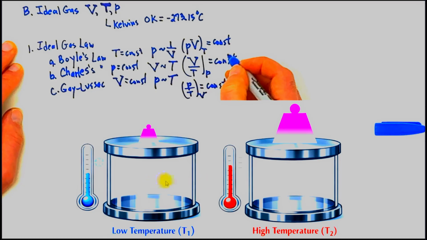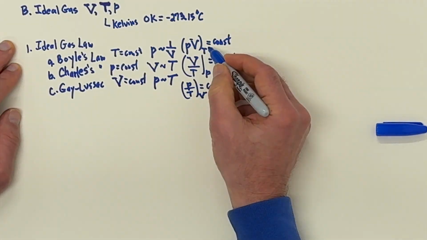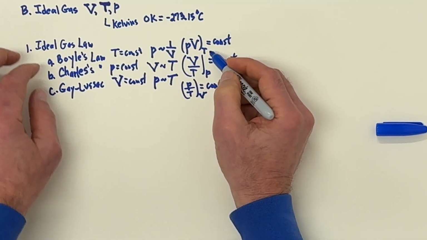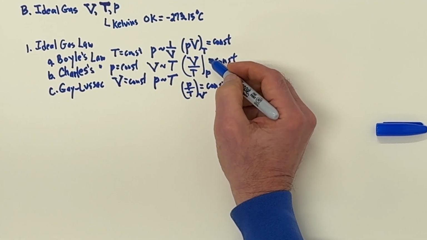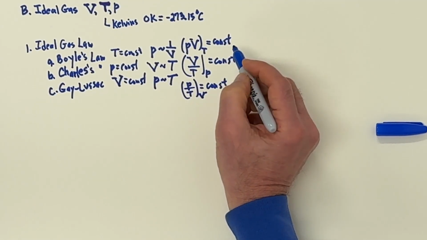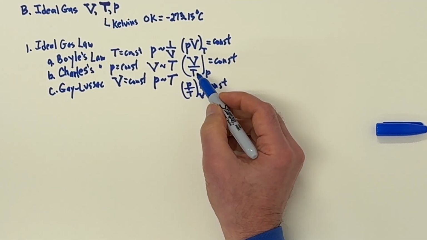The molecules are going crazy. The gas particles are bouncing around like crazy. And then we have to have more force to hold that lid on to balance the greater pressure inside. So this is nice. We have each of these three, volume, temperature, and pressure, being held constant, and then seeing how the other two relate.